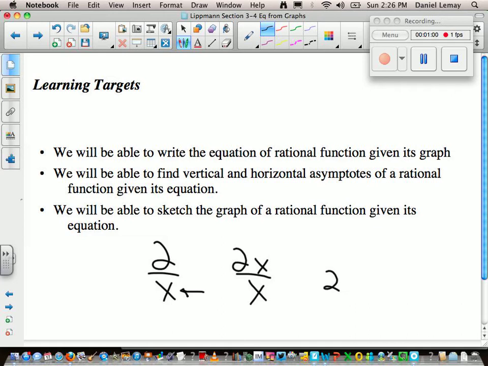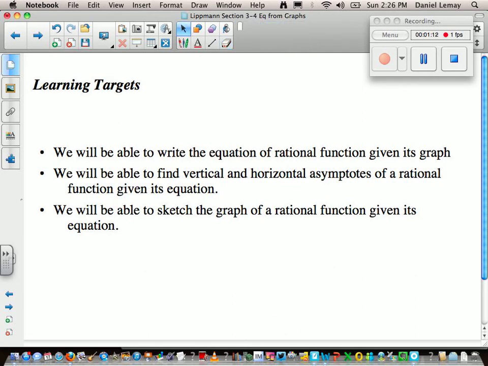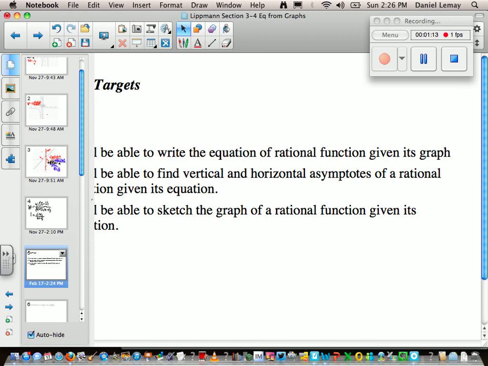Okay, there's something happening in this original function. X equals 0 isn't included in the domain, and there's things that will happen. That's what we're going to explore in a couple of these examples. Okay, so first off, we're going to talk about that second learning target, the vertical and horizontal asymptotes. I'm going to start with the vertical.